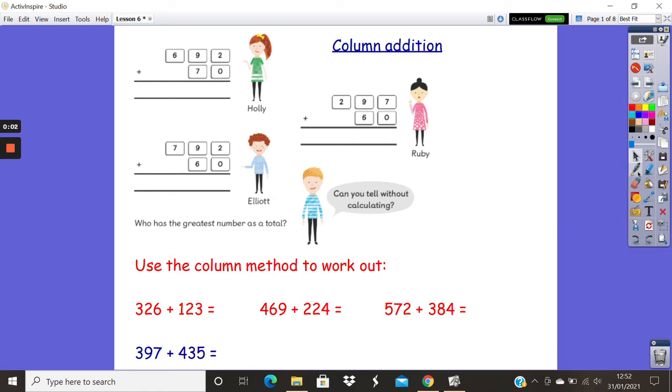Good morning, Year 3. Following on from last week's lessons in length, we are going to look at Lesson 6, which is covering some word problems. But before we do that, we're going to recap on some column addition.